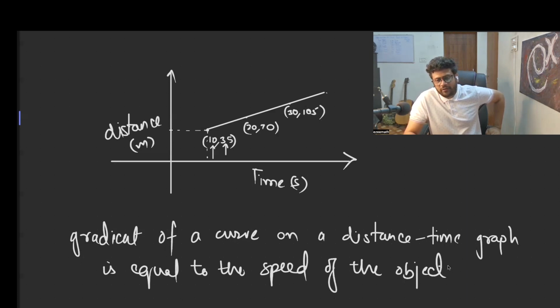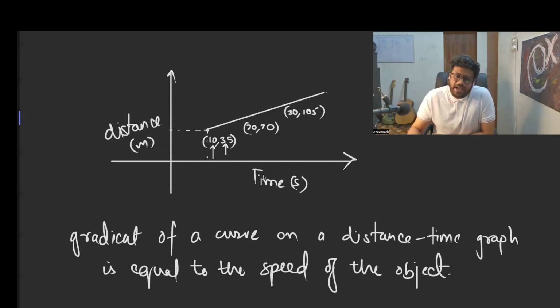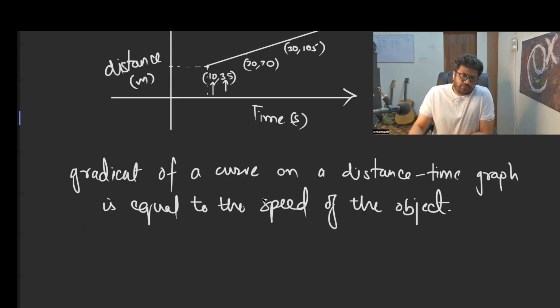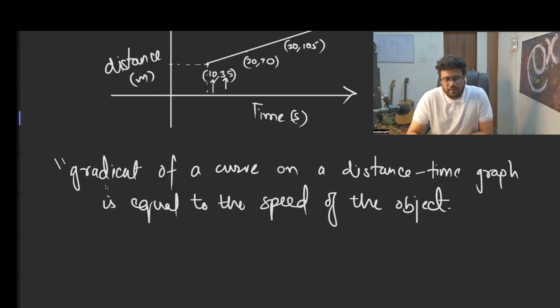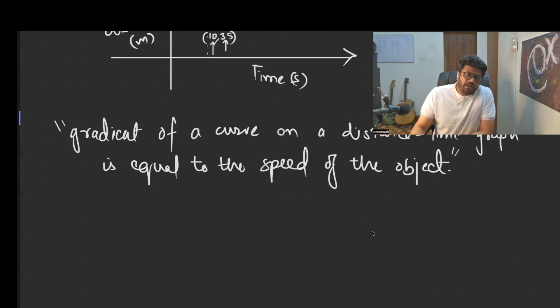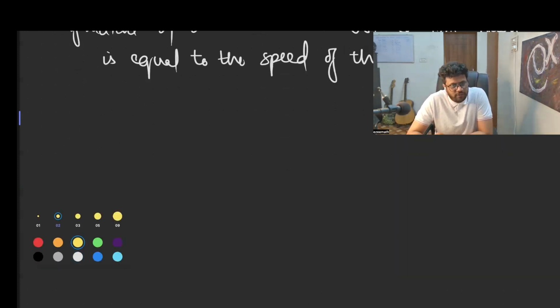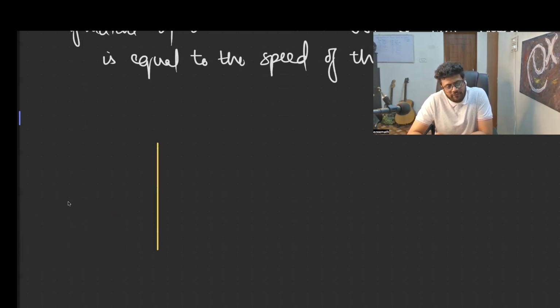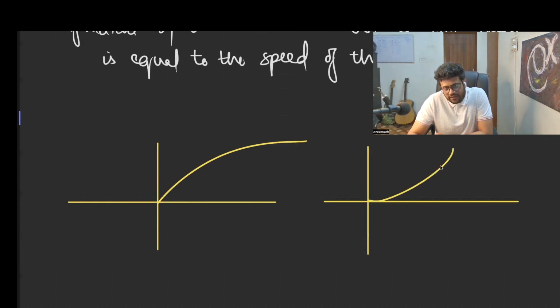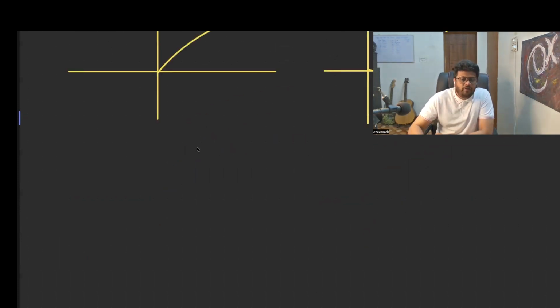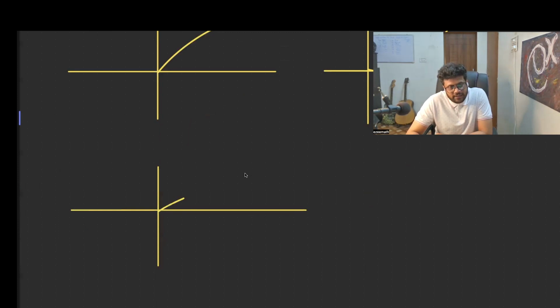Now, for that, one has to understand what the gradient of a curve is. So, yes, the gradient of a curve is supposed to be the speed of an object. But what is a gradient actually? So, we're going to draw a few curves here. Let's see, we have a curve which goes like that, a curve which goes like that, and a curve which goes, let's say, this way, and there's one which goes like that.